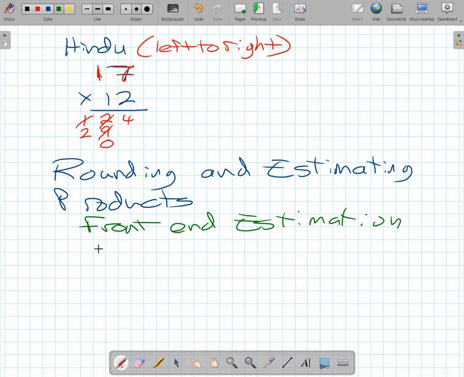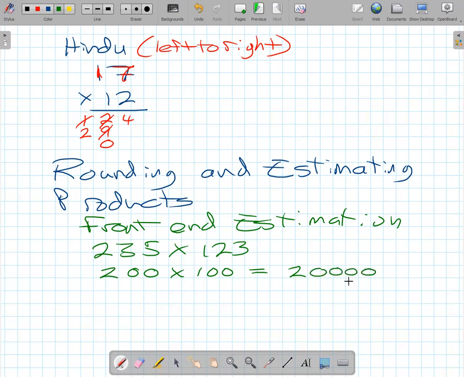Let's suppose we needed to multiply something like 235 times 123. So with the front end estimation, we look at the left side of the numbers and we just ignore the other digits. So we could do a front end estimate of this by saying, well, this is a lot like 200 times 100. And 200 times 100 is going to give us 1 times 2, which is 2, with 1, 2, 3, 4 zeros.